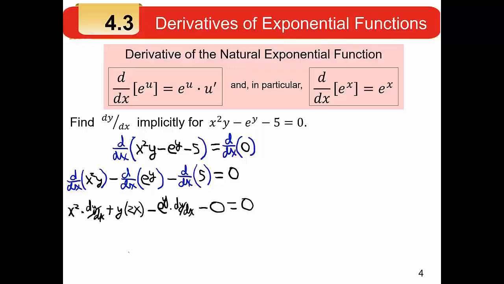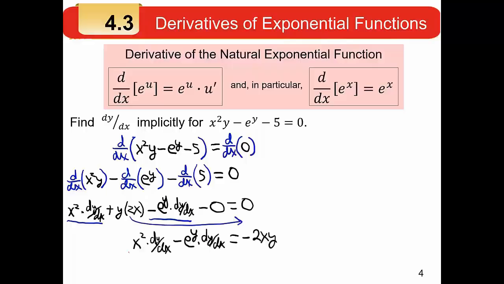The next step in the process of finding dy over dx implicitly is to take the terms that have dy over dx in them and get them on one side and take everything else to the other side. So the two things I've underlined both have dy over dx in them, so they stay where they are. The one thing that doesn't, that 2xy, goes to the other side and becomes a negative 2xy. Once you get the terms with dy over dx on one side by themselves, then you factor out the dy over dx. So you see there's a dy over dx here and here. If you factor it out, you're left with an x squared in the first term and an e to the y in the second term with that minus sign between them.